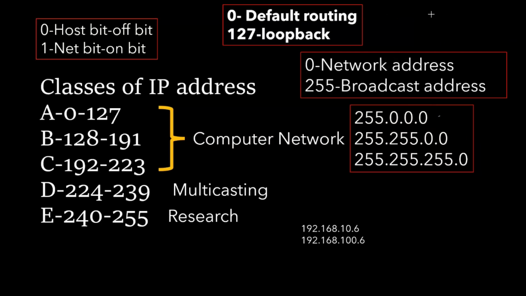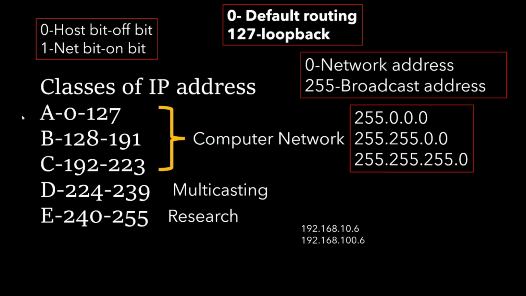For subnet masks, IANA defined the default subnet masks for class A, B, and C, which are for computer networks. For class A it is 255.0.0.0, which we have to remember. For class B it is 255.255.0.0, and for class C it is 255.255.255.0. That is the subnet mask they defined.